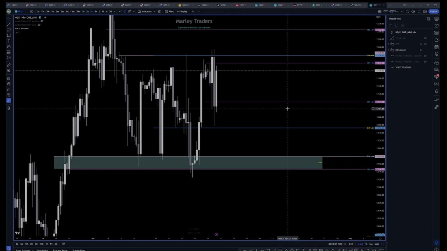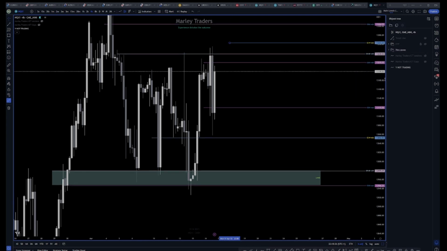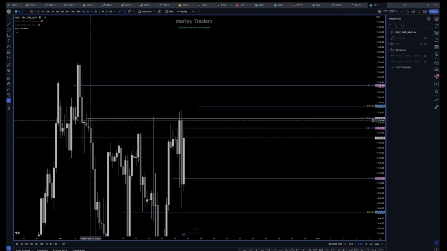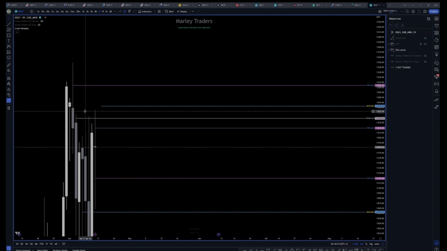So here, what do we have here? If you look closely, because I will be taking new levels, and this is kind of overlapping, I'm just going to move this weekly out of the way. So you see this order consequent encroachment on the daily. So let's go to the daily. Right here you can see this is a daily CE, respected, and again it is called OD because it is an old daily consequent encroachment level.